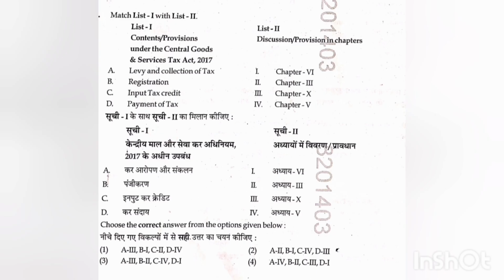Here the question is about matching provisions under the Central Goods and Service Tax Act 2017 with list 2 of provisions in the chapter. So here the answer is option number 2, where levy and collection of tax is covered under chapter number 3, whereas registration is considered under chapter number 4. Input tax credit is covered under chapter number 5, whereas payment of tax is considered under chapter number 10 of Central Goods and Service Tax Act 2017. I am repeating, answer is option number 2.